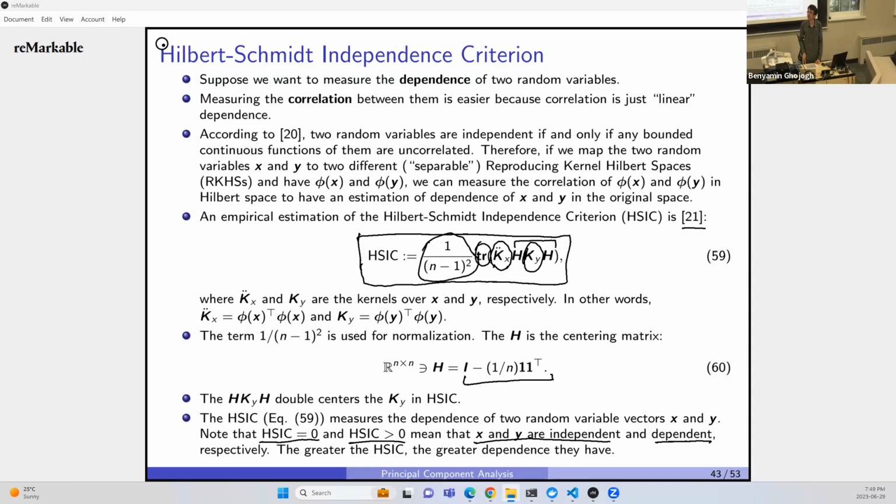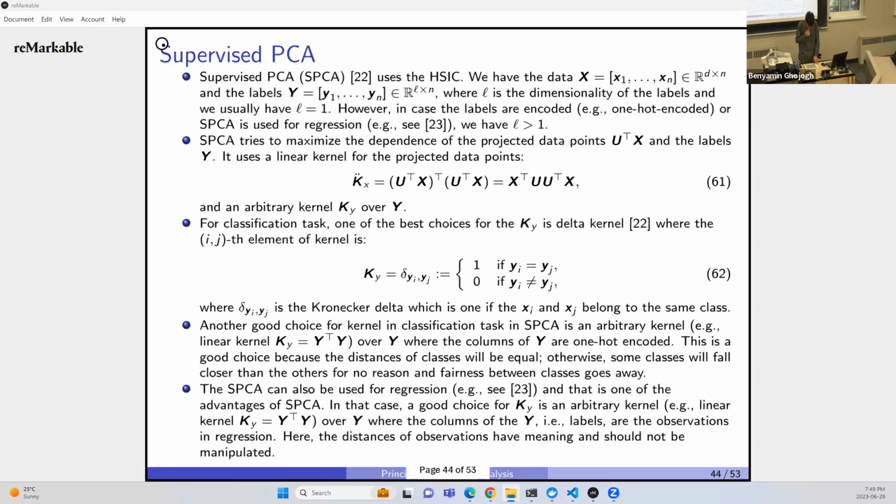But why is it useful for us? Its equality to 0 is important to us because we want to know whether they are independent or not. And also we know that the larger it is, the more dependent the two variables are. Now PCA uses the idea of HSIC. I have projected data points; one of the random variables I talked about is the projected data points. Another one is labels.